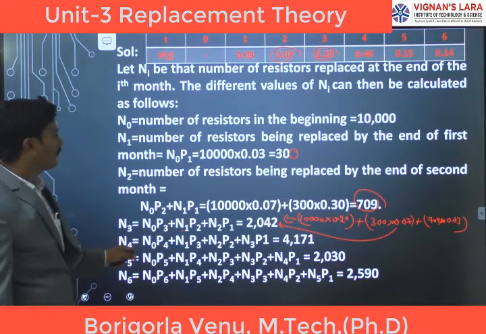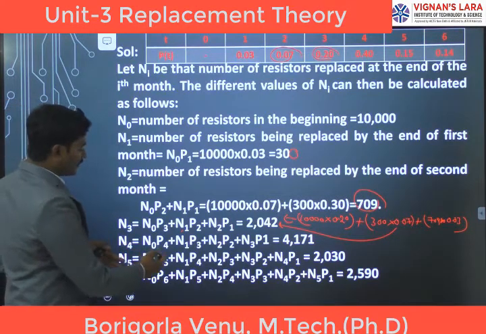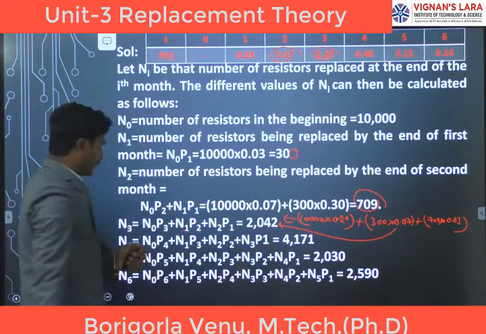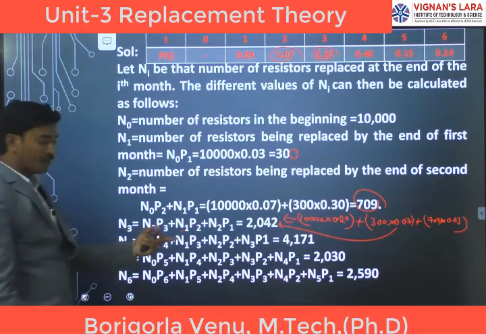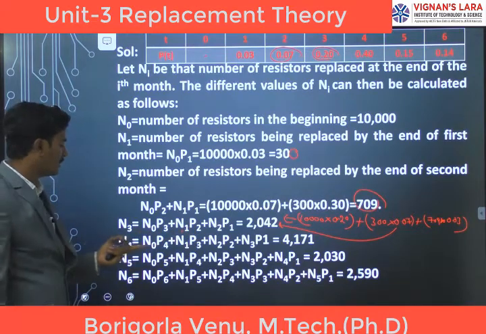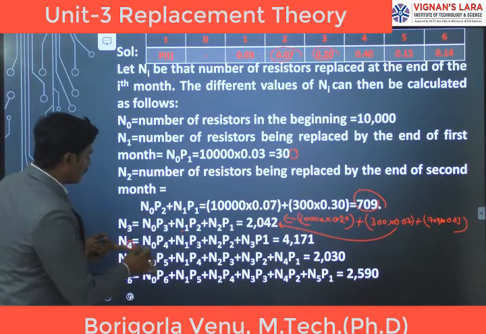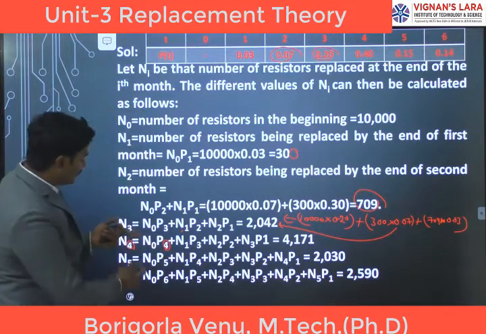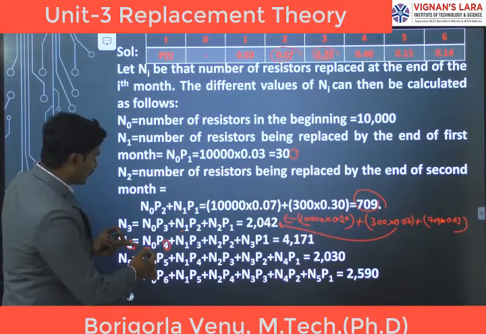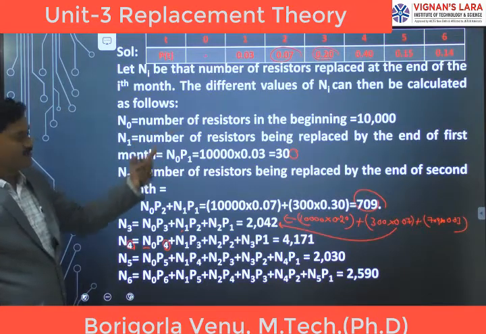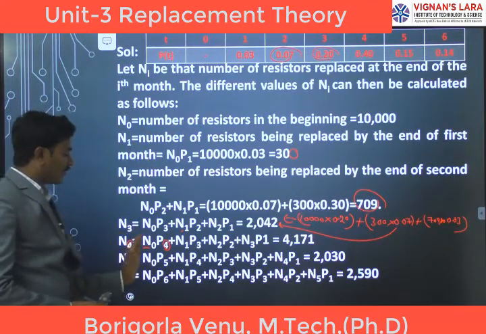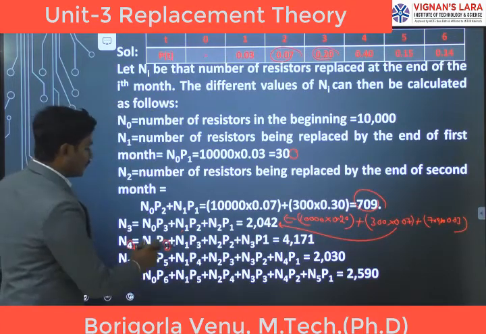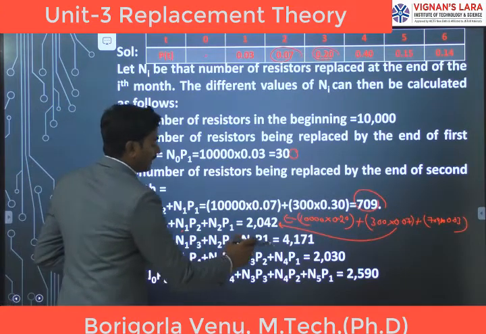Next, coming to N4. Here we are going to calculate N4. N4 means N0 P4, N1 P3, N2 P2, N3 P1. Here we have one logic to remember for this formula. If we have 4 months, the probability also we take from the 4th month and keep decreasing the probability, while the number of resistors we take from the initial stage, increasing. N0 P4, N1 P3, N2 P2, N3 P1.